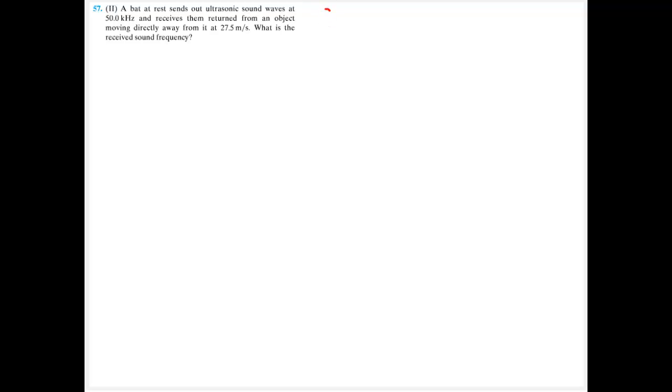Number 57, we have a bat putting out a frequency of 50 kilohertz, and we have an object moving away at 27.5 meters per second. So the first thing I do is I'm following essentially example 12.16 in the book, where there's 2 Doppler shifts, and it even says, hey, this is how bats do it.